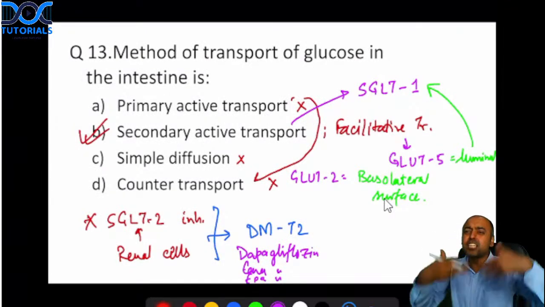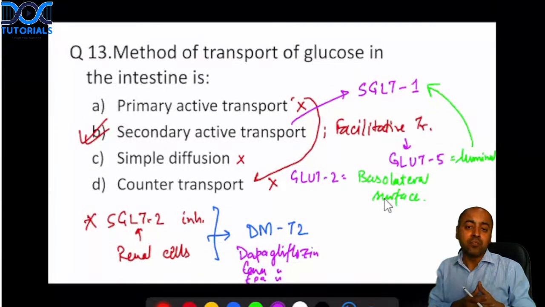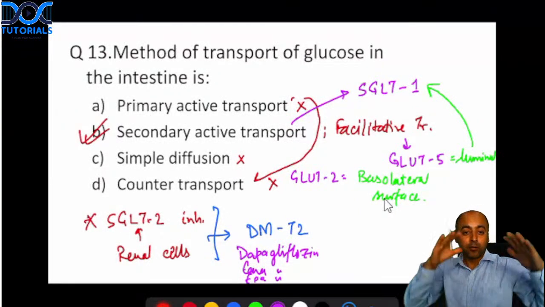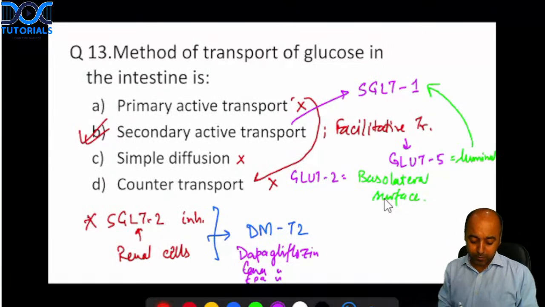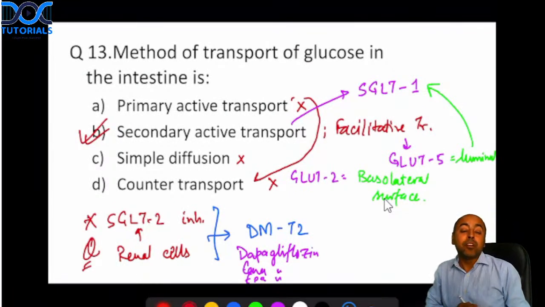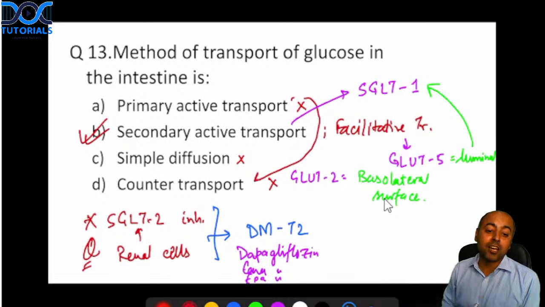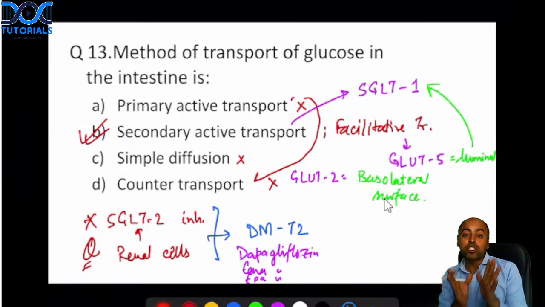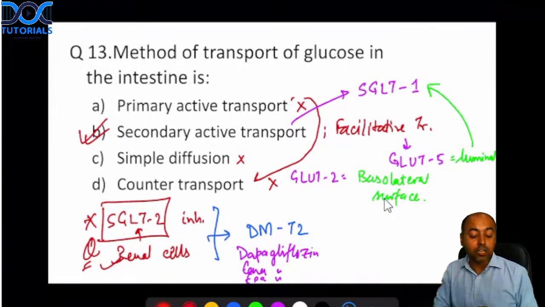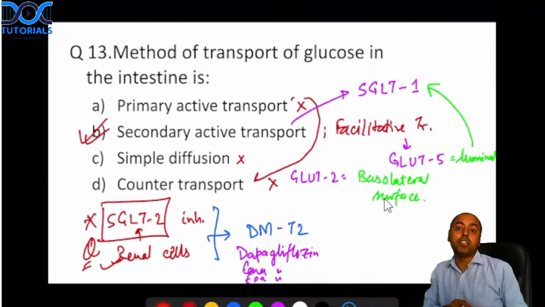It prevents the reabsorption of the glucose which has been filtered at the level of kidney, so that a large amount of glucose is getting lost in the urine and blood glucose level will come down. Please keep in mind, this is a very likely question: dapagliflozin or canagliflozin or empagliflozin, which transporter, which molecule they are targeting, your answer should be SGLT2 in the renal cells. In the renal cells, they are targeting the SGLT2.